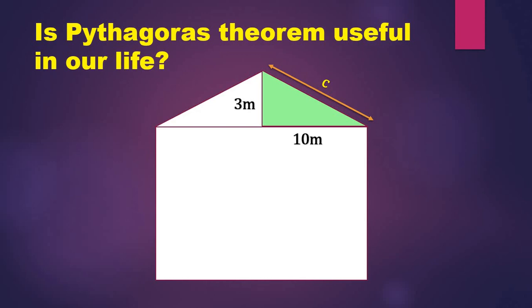As this figure shows, a construction worker can use the given length and height to find out the length of wood needed to construct the roof of this building. Since they can take the correct measurement, they do not waste wood. Pythagoras helps save forests.